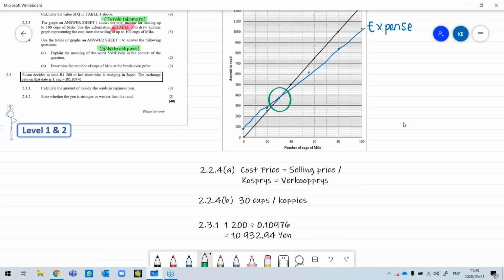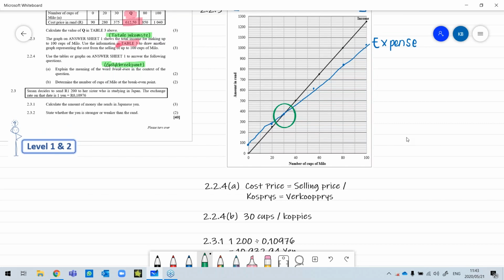Continuing with question 2.2.4b, determine the number of cups of Milo at the break-even point. Now let's have a look. As I said, my graph is not drawn too neatly, so we can have more or less an idea. You can see here where there's 30 cups, that's more or less where the two lines or the two graphs cut. So this is more or less then going to be 30 cups. Once again, this is only a plus minus. If you are one or two values out, we will still accept that.